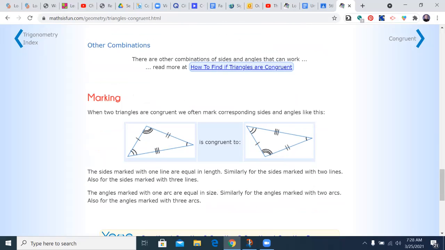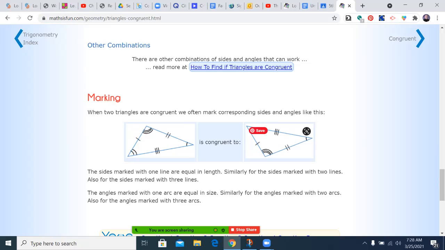Sometimes we'll mark them. This way it helps keep you in charge. Like, okay, I've got 1, 2, and 3, and it matches up with 1, 2, and 3. You're more likely to see the marks on the sides for length than you are on the angles. The sides marked with one line are equal in length. Similarly for the sides marked with 2 lines and 3 lines.